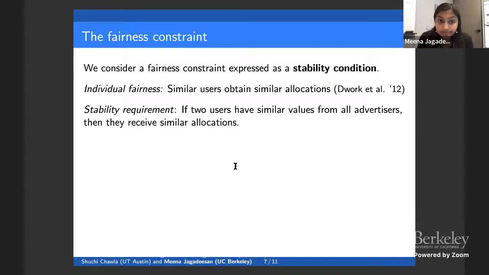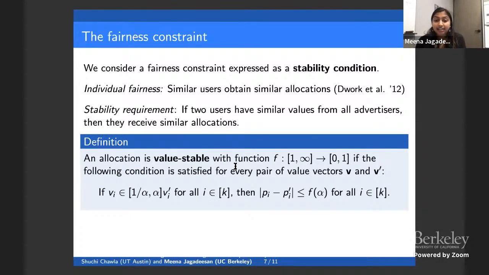More formally, an allocation is value stable with respect to a value stability constraint if for every pair of value vectors, the following constraint is satisfied. Let's say that the two value vectors are coordinate-wise at most an alpha multiplicative factor apart. Then we require that the allocations are within an f of alpha additive factor apart. We measure closeness for values multiplicatively, so that this is a scale invariant notion of closeness. And we measure closeness in allocations additively to capture the difference in probability that the two users see the ad.